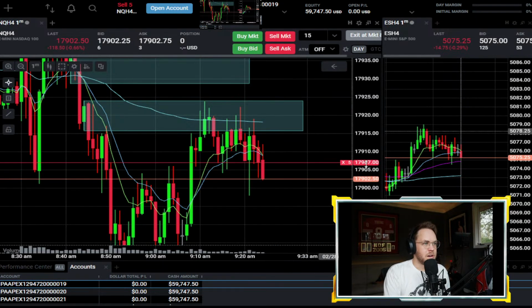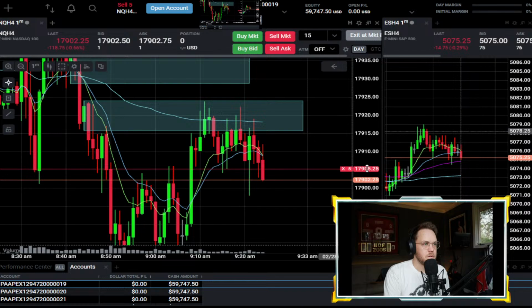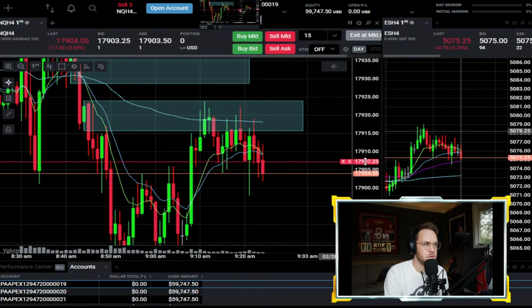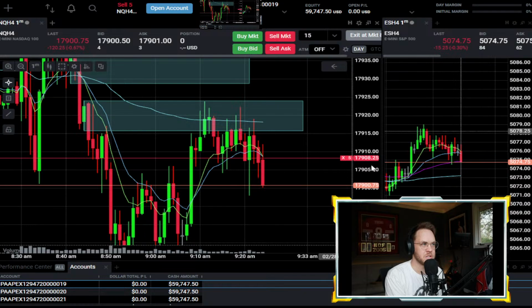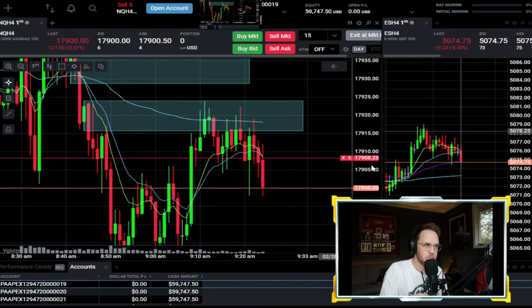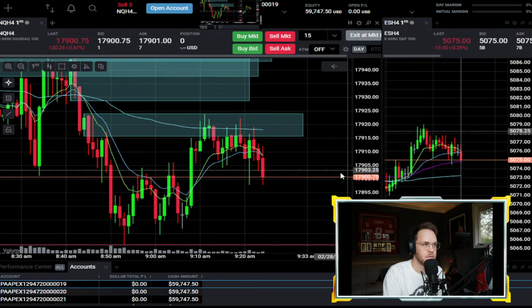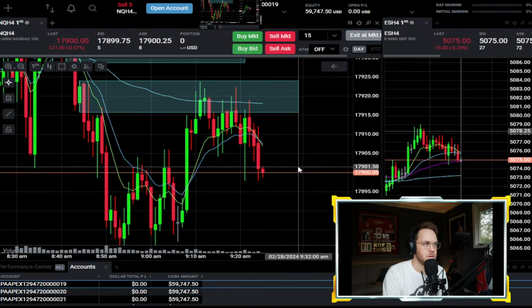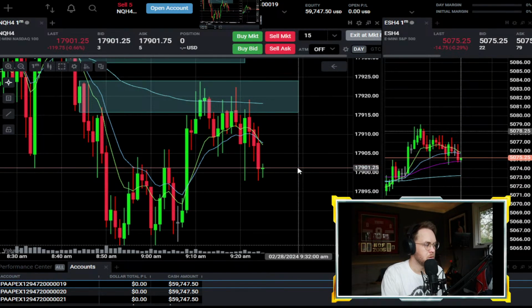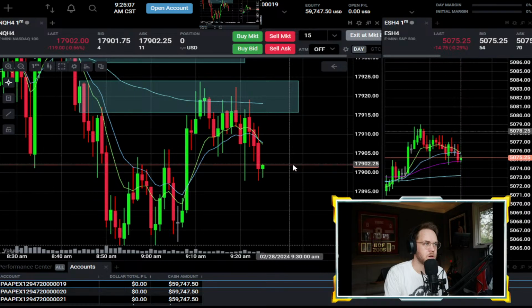All right, this looks like a pretty strong move to the downside. Let's see. We might have missed this one, but we're in between some really important levels here, so that's okay. If this does break down, it's going to break down pretty hard. All right, here we go. We're going to be looking for a short here.